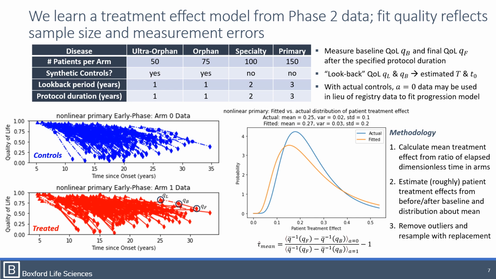From that data, we infer in the plot at bottom right the fitted treatment effect distribution, and we compare that to the actual distribution we used, in blue, to generate the data, and we see that it's reasonably close. Generally, we end up overestimating the standard deviation or the variance of this distribution because of individual measurement errors, but we do a pretty good job of fitting the mean treatment effect, and as we go to bigger and bigger phase 2 trials, we do a better and better job of fitting it.